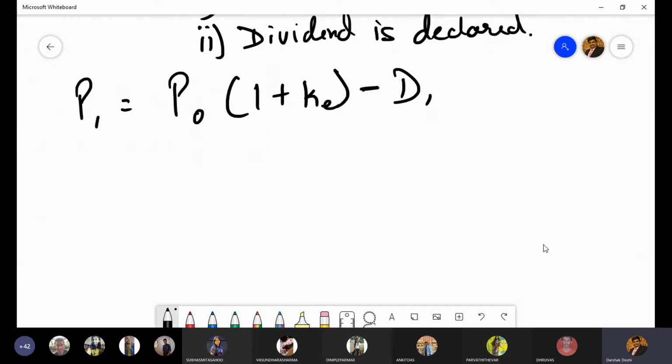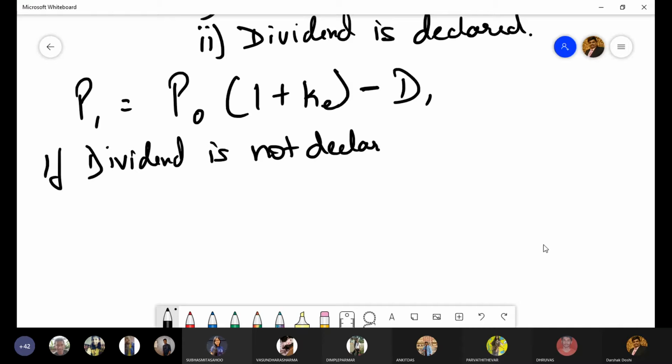We have to find out price at the end. How much is the price at the start? Can somebody tell me from the question? From the data given, can you tell me what is the price at the start? What is the current market price? 10 rupees. That's correct. So P1 is equal to 10, the price at the start given.